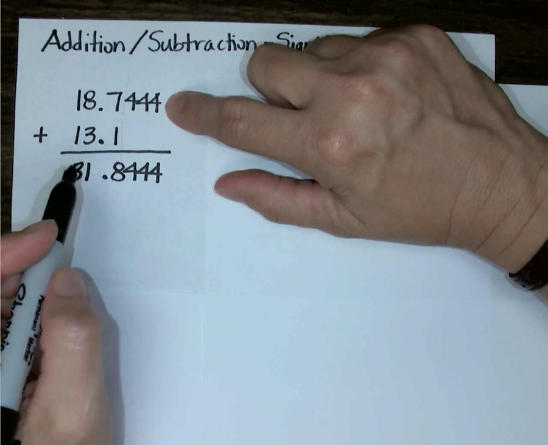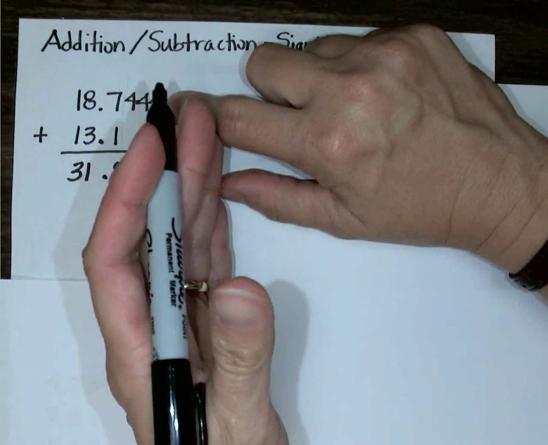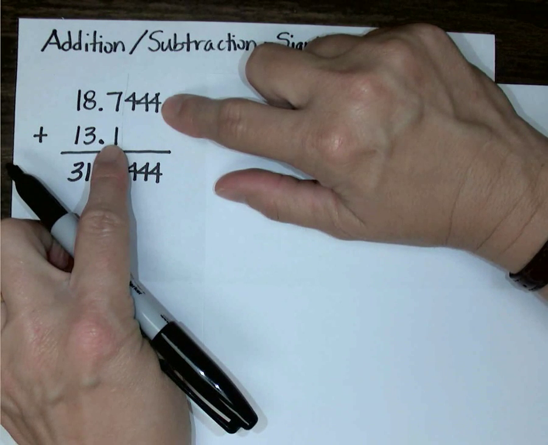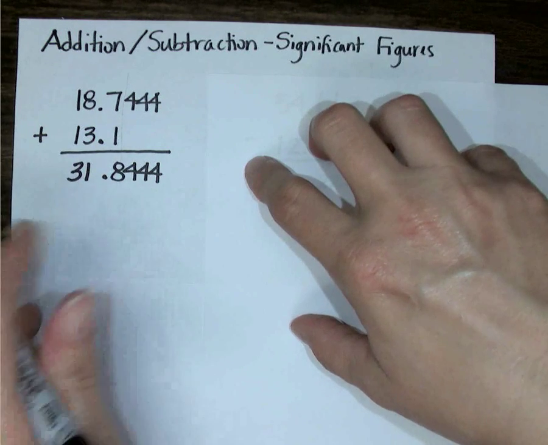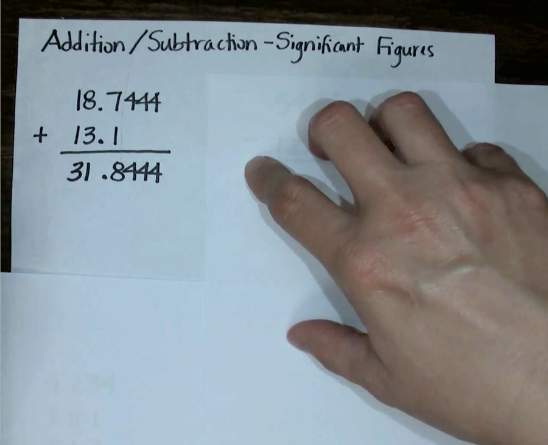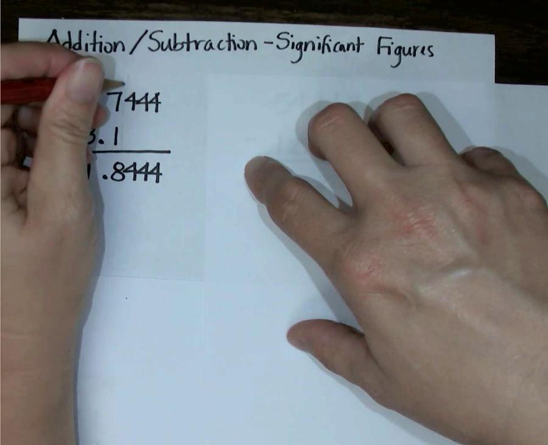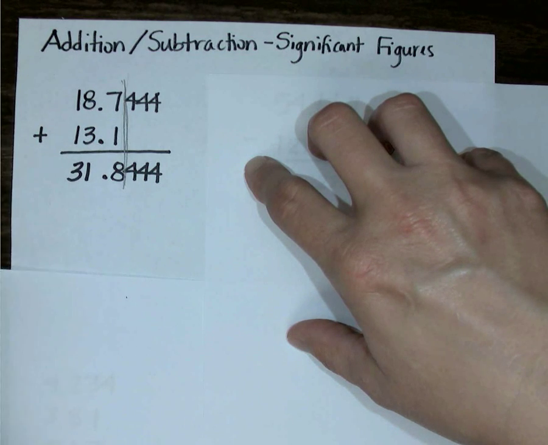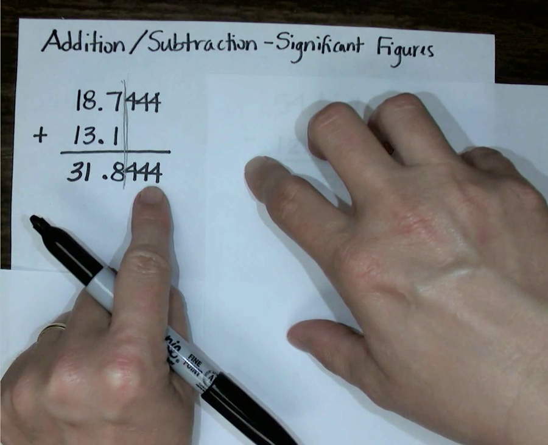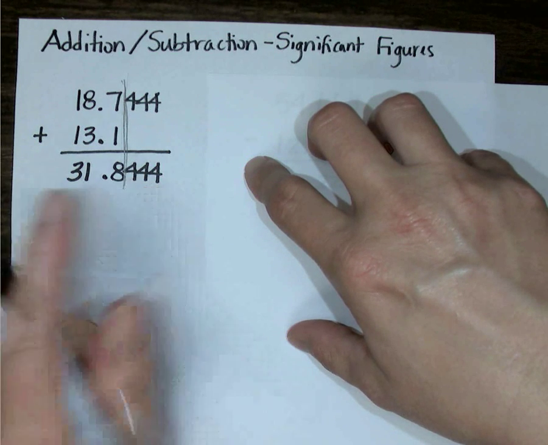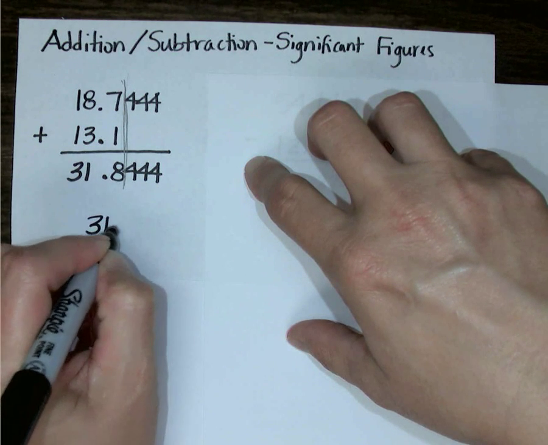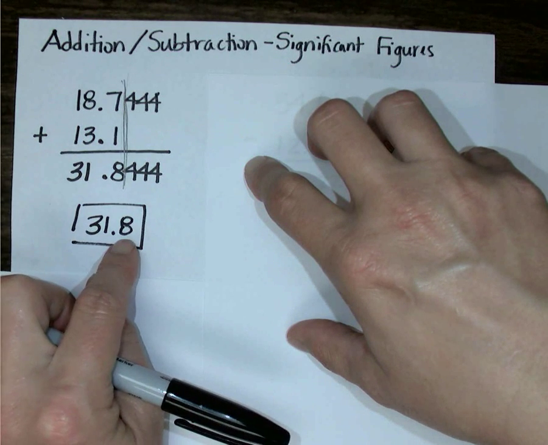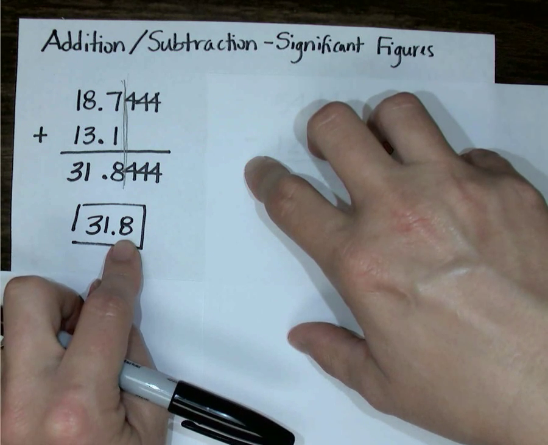Another way to look at that is, as we read from left to right, we encounter the 10th place before we encounter the 10,000th place. So again, we round our answer at the 10th place. So I'm going to draw a line here. We're going to end this answer at the 10th place. We have a remainder, 444. That rounds down. So we would report this answer as 31.8. We round it down, and the answer ends at the 10th place.